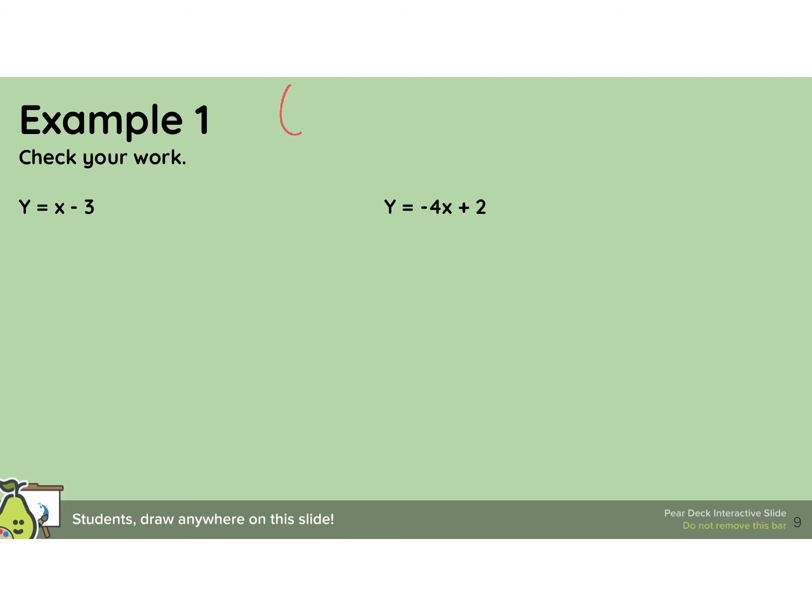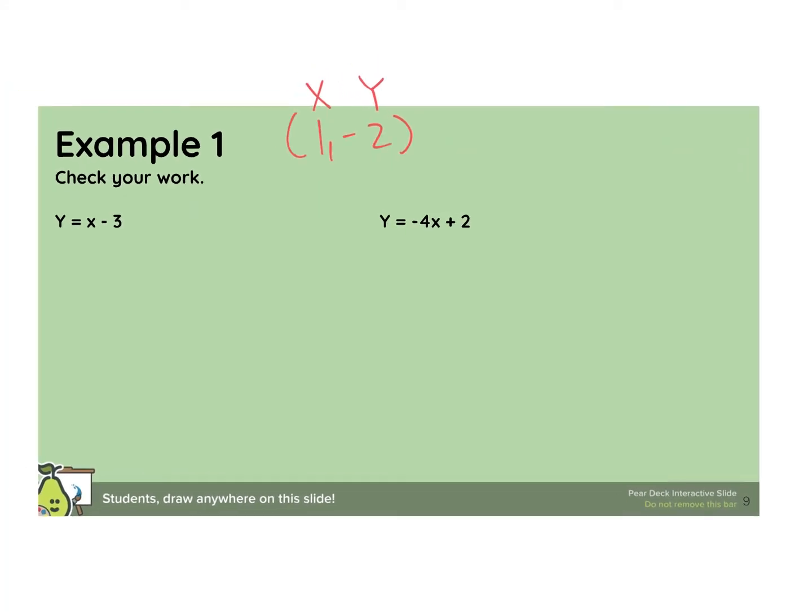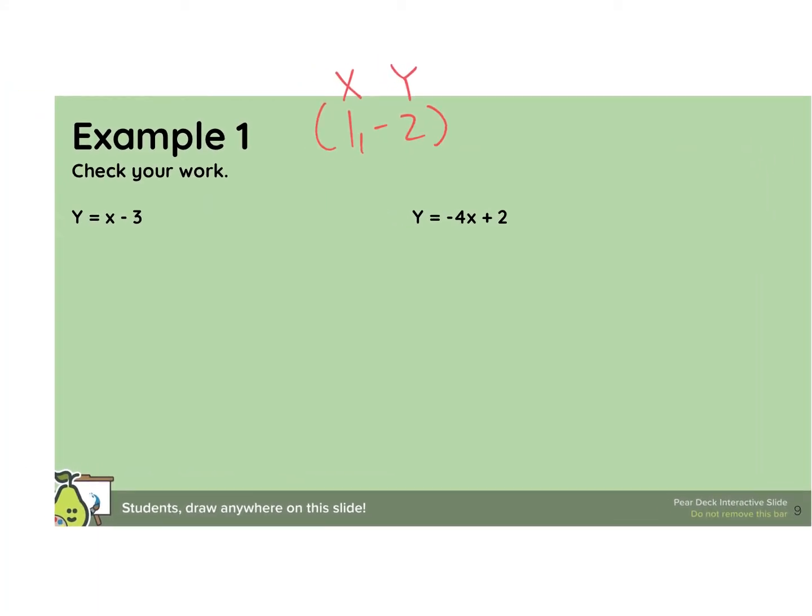So the solution was (1, -2). Remember, this is an x and this is a y. So when we say we're going to check it, we're going to plug in -2 for y and 1 for x. And we should get the same thing on both sides if we're right. So this is -2. 1 minus 3 is also -2. So it works for the first equation.